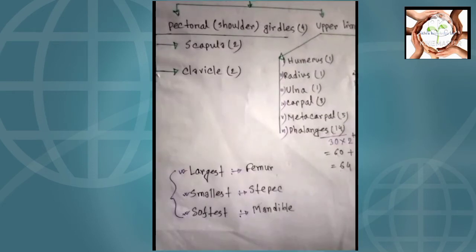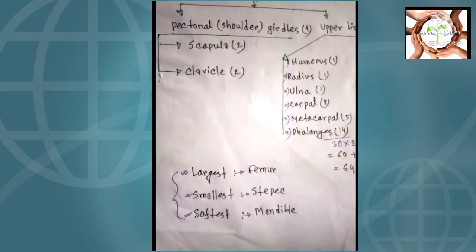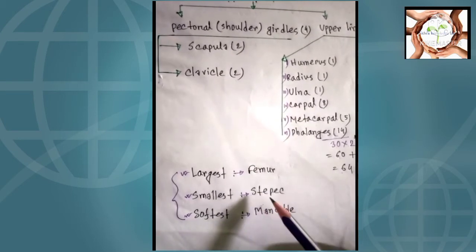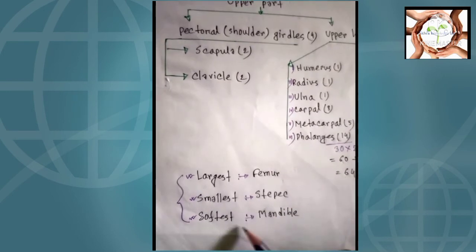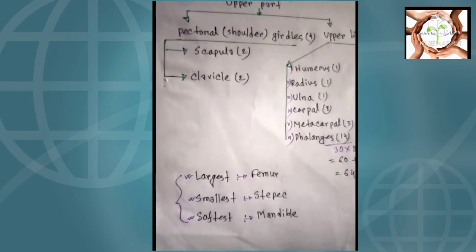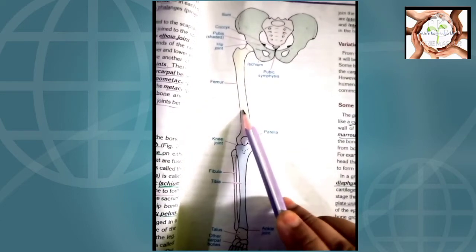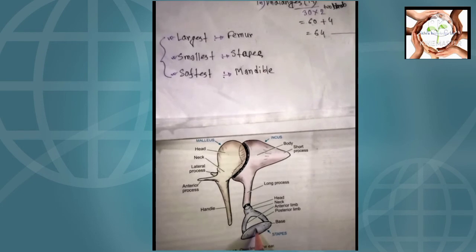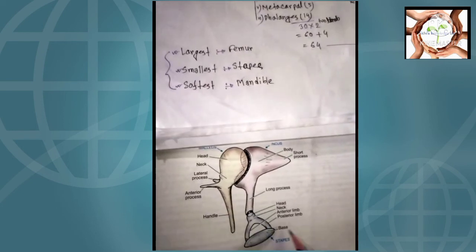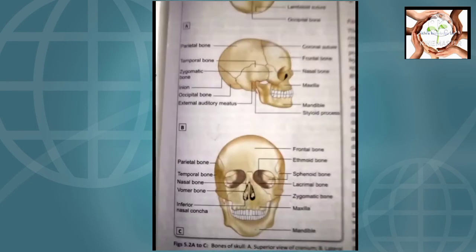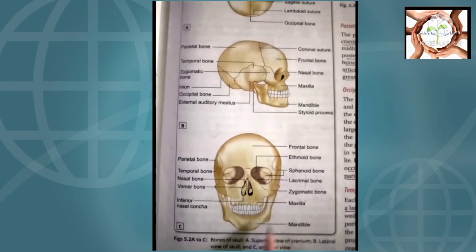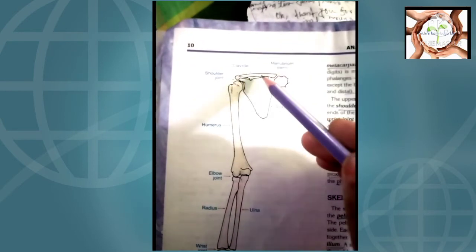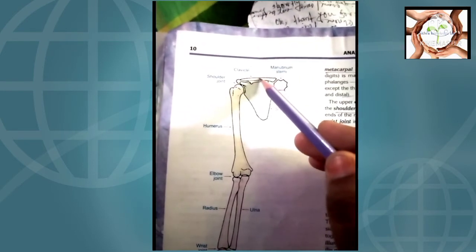Now the largest bone of our body is the femur, the smallest bone of our body is the stapes and the softest is the mandible. This is the largest femur bone. Smallest stapes bone and softest mandible bone. Here an important thing: the clavicle is an S-like bone and it is called the beauty bone.